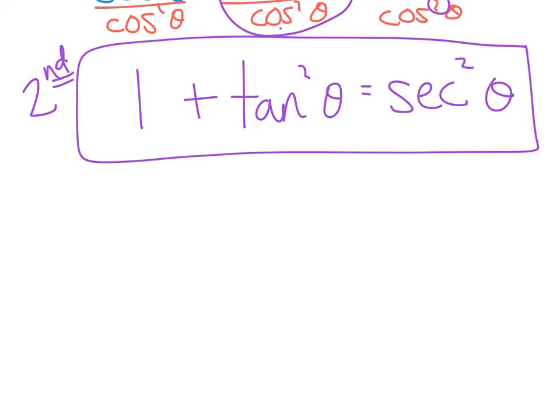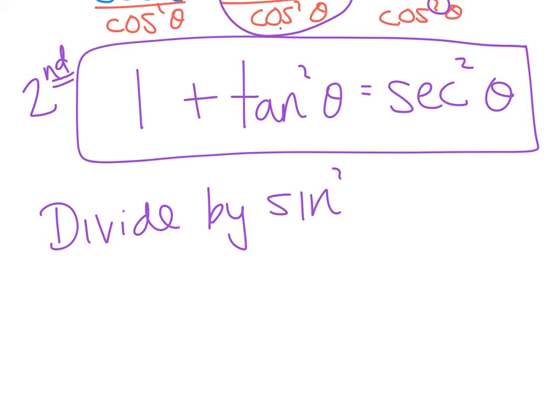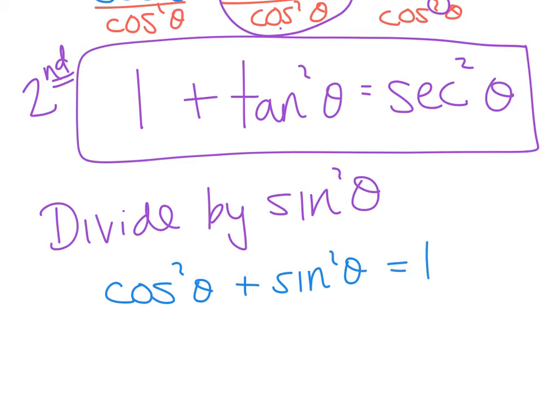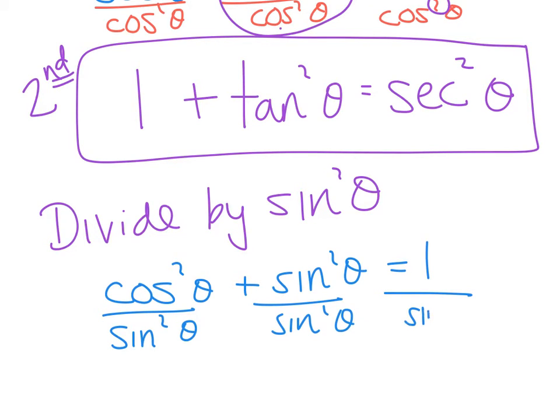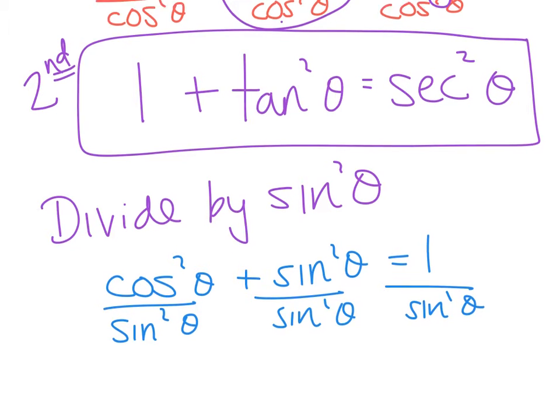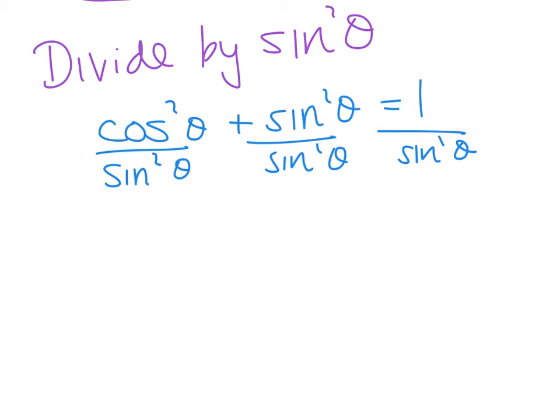Now to get the third one, I'm going to do the same thing. So let's make a note. We're going to divide, and instead of saying by cosine squared, I'm going to divide by sine squared. So I'm going to start with my main function, which is cosine squared theta plus sine squared theta equals 1. And instead of dividing by cosine, we're now going to divide by sine squared. Okay, this is going to get me my third identity. So I'm going to start with the easy one. Anybody divided by itself, we said, is just the number 1.